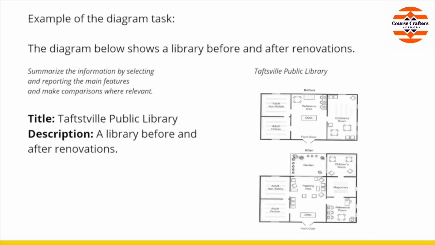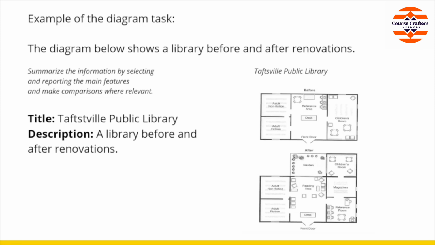In this slide, you can see the following example about the diagram, but this diagram is a little bit different. So as you can see, you have two pictures, and one picture is before and the next one is after. So let's go ahead and read the prompt so to get a better idea and details about this diagram. So the prompt states the following. The diagram below shows a library before and after renovations. Your noting here is, the requirement is the same. Summarize the information by selecting and reporting the main features and make comparison where relevant.